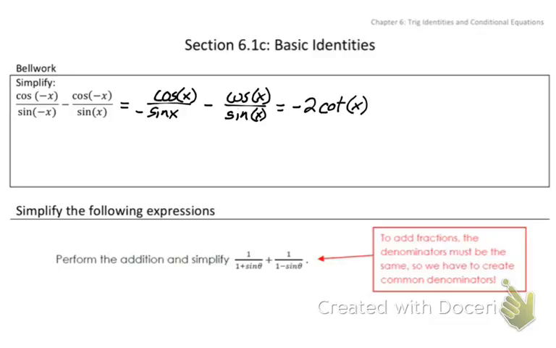Wait, what? Oh, so is it negative cotangent because it's negative sine? Yeah, negative cotangent minus cotangent equals negative 2 cotangents. All right, any questions on that? All right, questions on the homework?